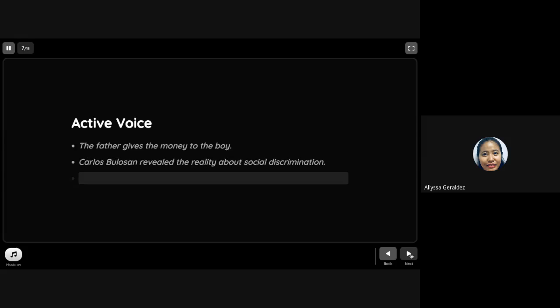Carlos Bulosan revealed the reality about social discrimination. So Carlos Bulosan revealed. The rich man accused the poor family. So the rich man does the action, and then rich man accused.